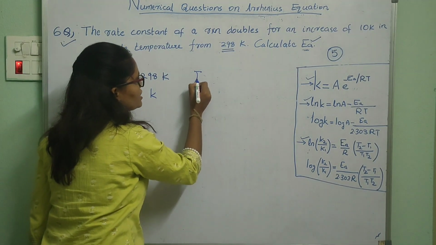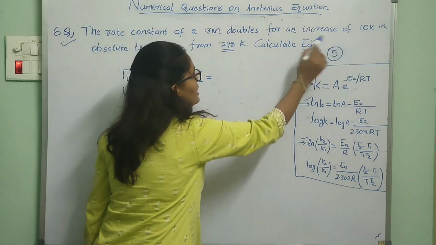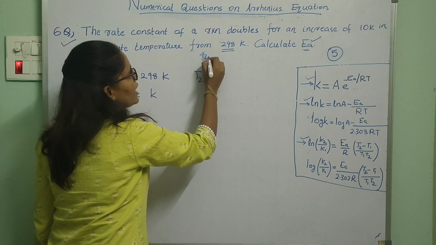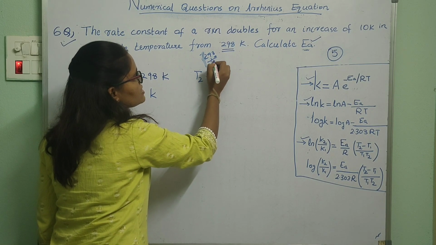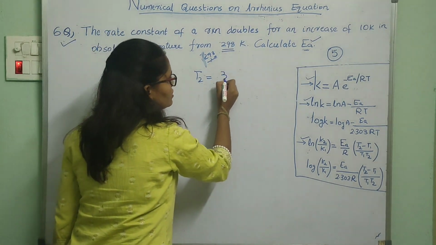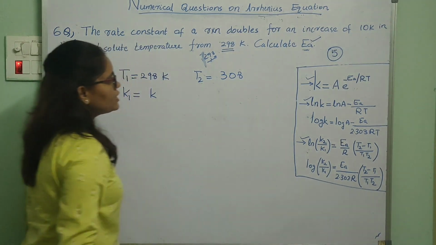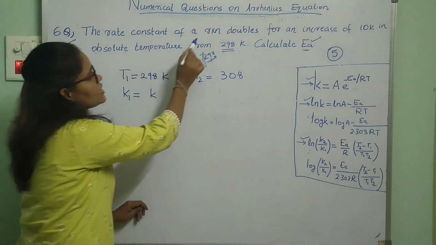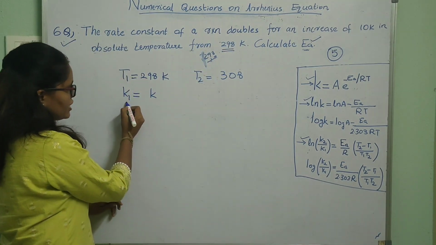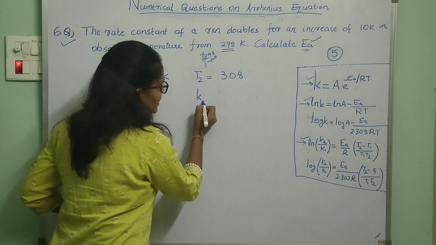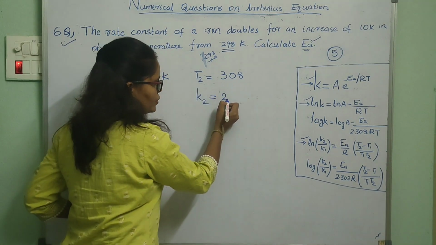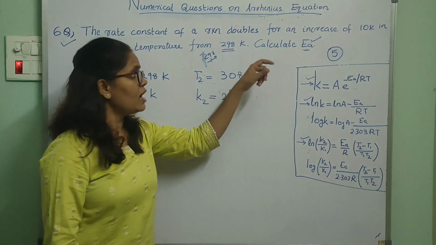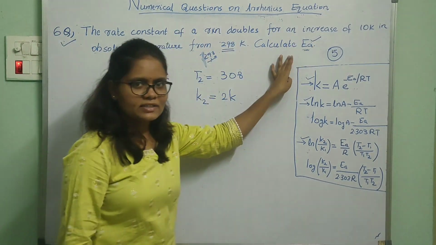So what is the final temperature? Final temperature is 10 Kelvin more than this temperature. Then how much is it? 298 plus 10. That is 308. Okay. So the temperature T2 is 308, and at T2 what happens to the rate constant? It is said that the rate constant of a reaction doubles. So if K1 is K, then K2 at T2 will be 2K, double of K, okay? So this information is given in the question, and now you are asked to calculate the activation energy.